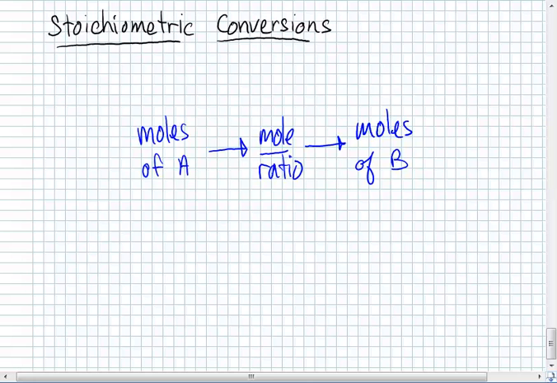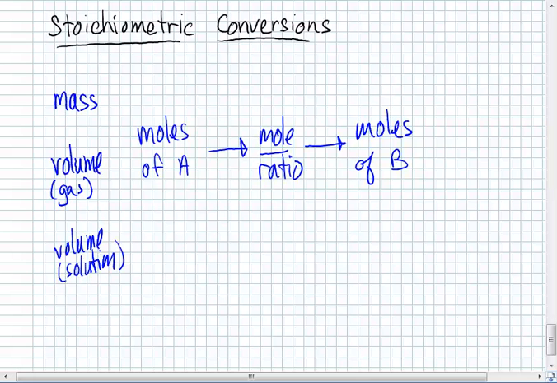So converting to moles of A, well, you could start with any number of different amounts of A. You could have a mass of A and then convert it to moles, or a volume of A, if it's a gas, let's say, and convert it to moles there. Or you could have a volume of a solution of A and then convert to moles there. And the way we do those, we've already covered, but to convert from mass to moles, we divide by the molecular mass. To go from volume of a gas at STP to moles of A, we divide by 22.4.